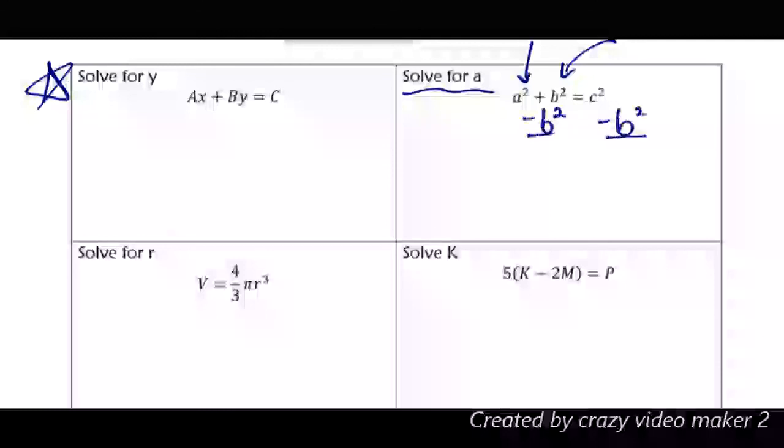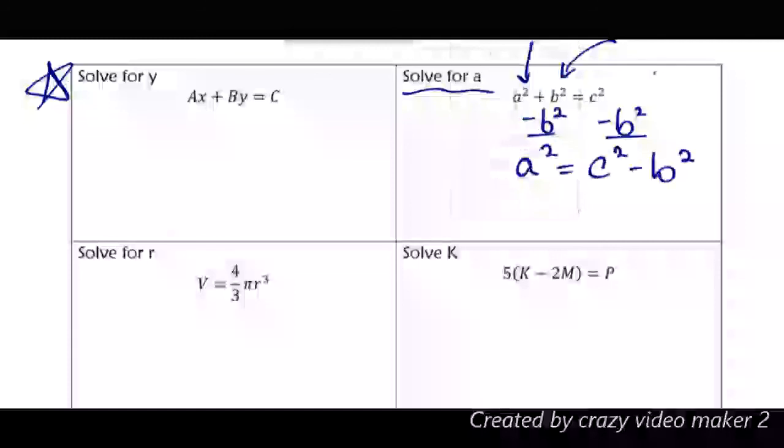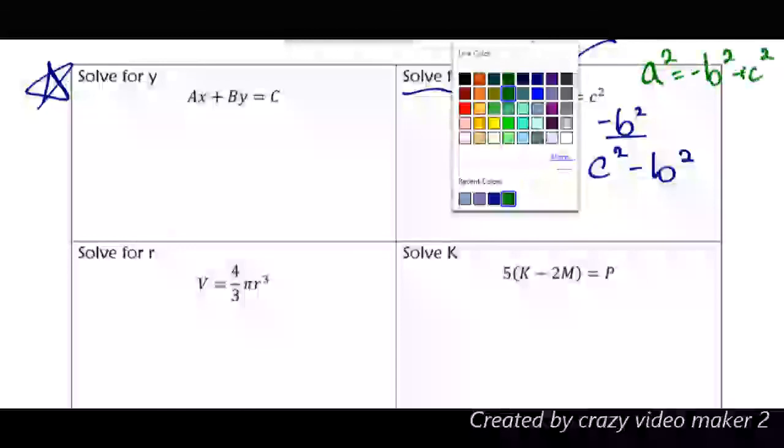Minus b squared. I don't know what c squared is. I don't know what b squared is. But I can just write that as a term in my expression. a squared equals c squared minus b squared. Make sure you write it in that order, or at least with those signs. It's a negative b squared and a positive c squared, so I'm writing it in that order. Remember, we could change the order. I don't know really why you want to, but you could write this as a squared equals negative b squared plus c squared. Those are really the exact same thing.